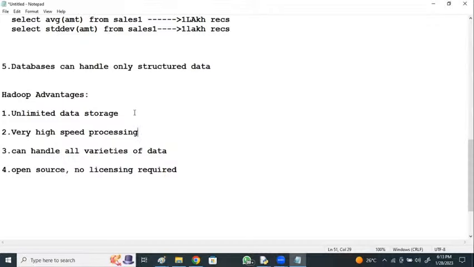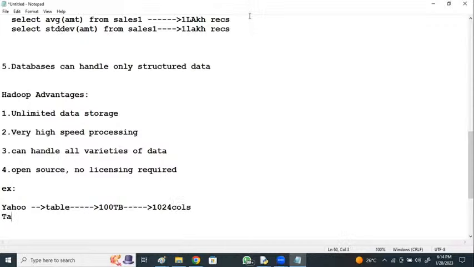Okay, unlimited data storage, very high speed processing, right? So if you see examples, Yahoo has conducted a test to check the speed of various databases. Yahoo has taken a table of 100 TB, consisting of 1024 columns.